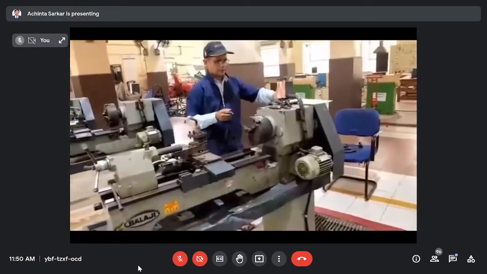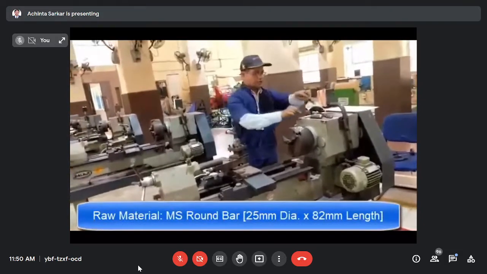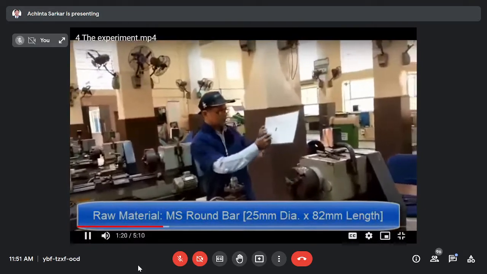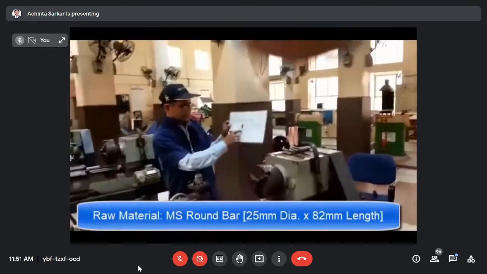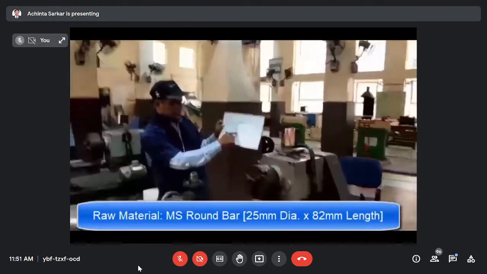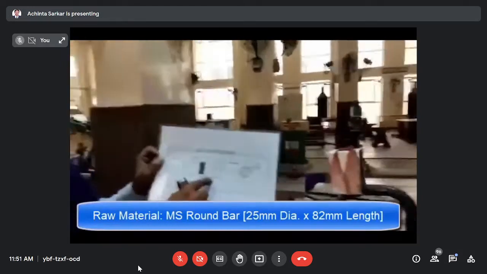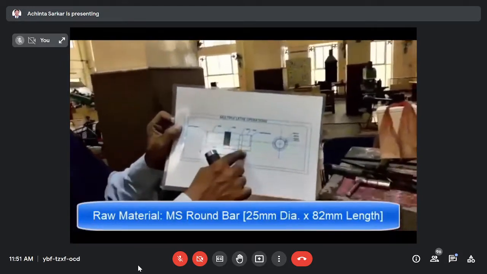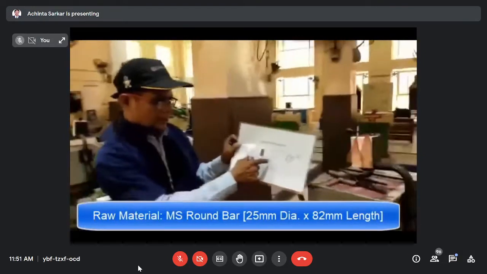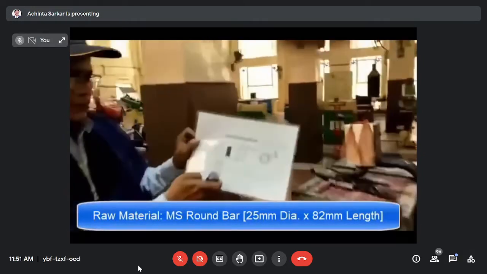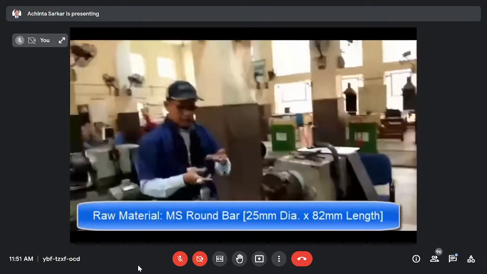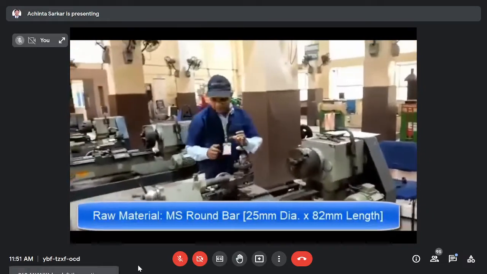First, you have to collect raw material according to the diagram size. Suppose the diagram total length is given: 30, 10, 40, 40, 15, 55, 55, 5, 60, 60 plus 15, 75. Total length is 75. That means you have to collect raw material more than this length. That means this length is 80 mm. If you are confused, you can measure with the help of a vernier.